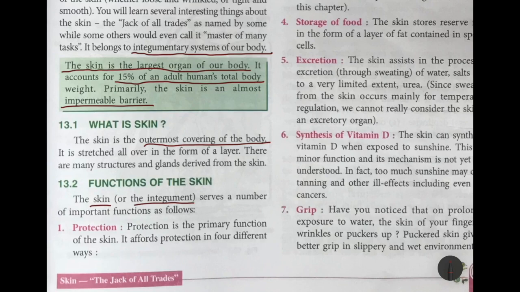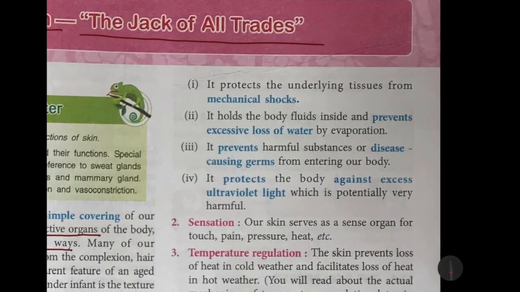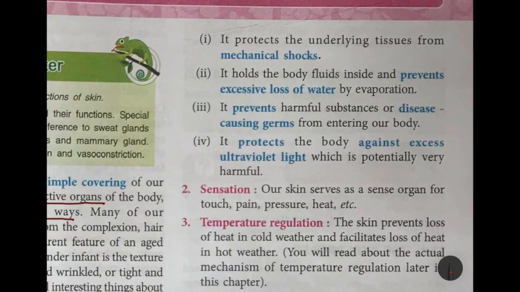The first and foremost, since it is an outermost covering, it always protects. So it is protection. Protection is the primary function. Primary means the main function of the skin. So how does it protect our body? First, it protects the underlying tissues. Underlying tissue means the tissue which is under the skin from mechanical shocks. So if you fall, first your skin will be grazed or wounded. Okay, so underlying tissues will be saved.